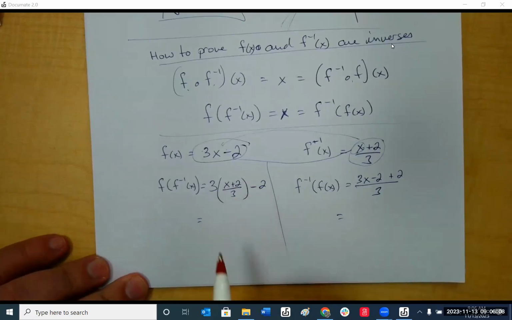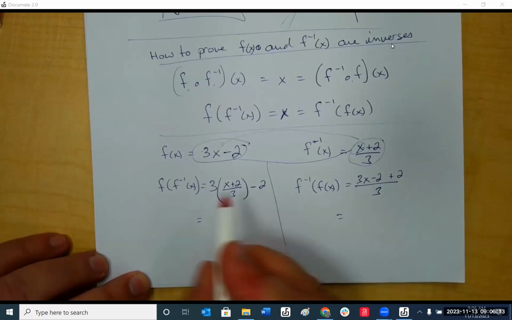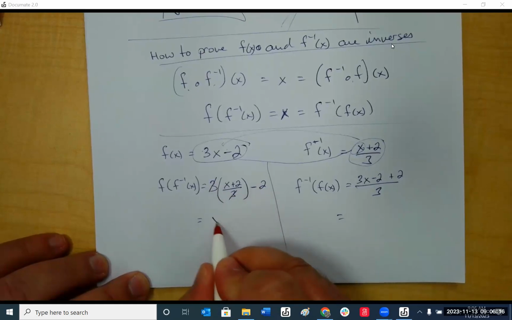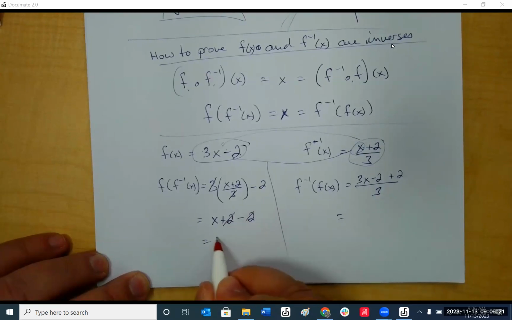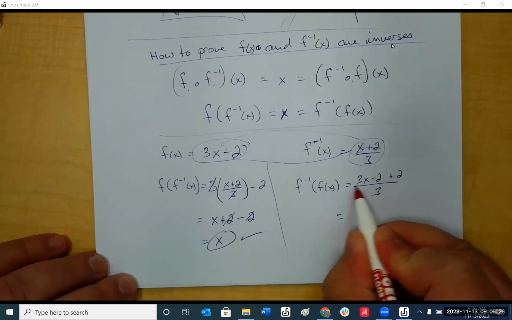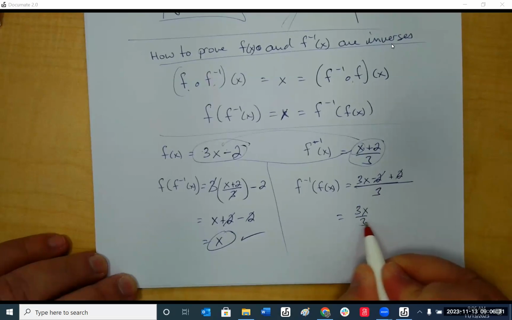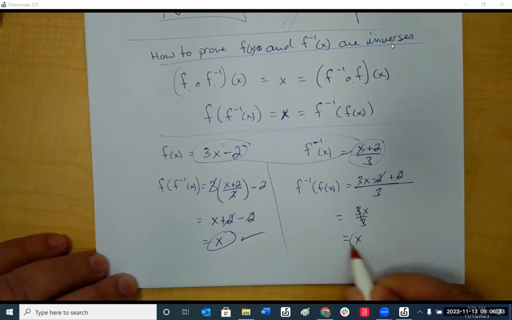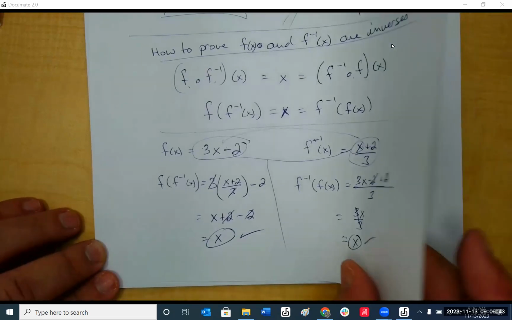All right, so the left one. The 3's cancel. So we have x plus 2 minus 2. The 2's cancel, so we just have x. That works. Here, we'll do the top. -2 and 2 cancel. And the 3's cancel. So that means they're inverses. That's how you test it.